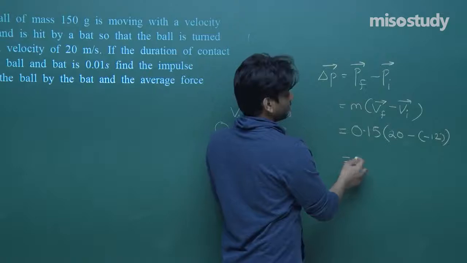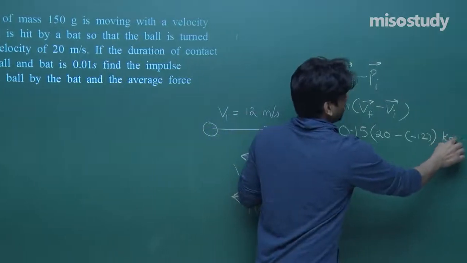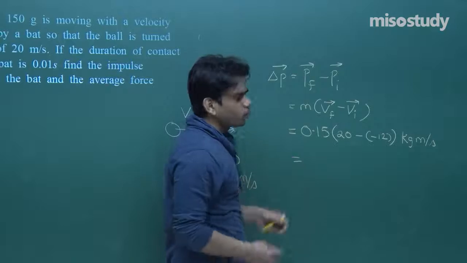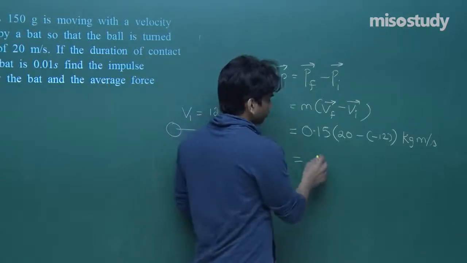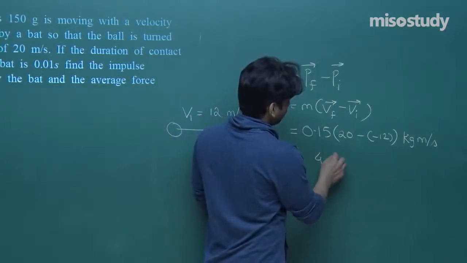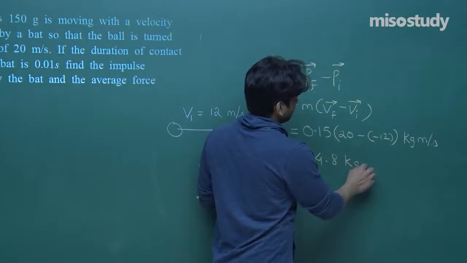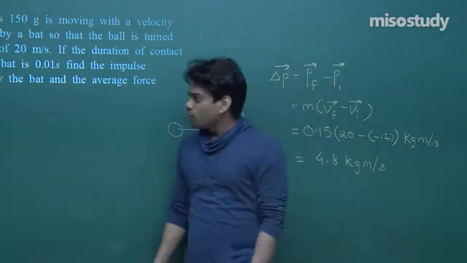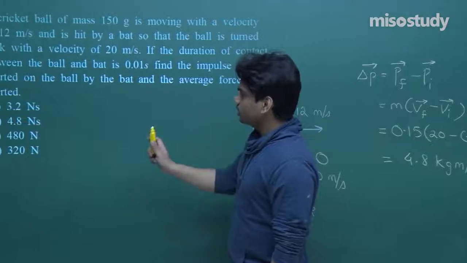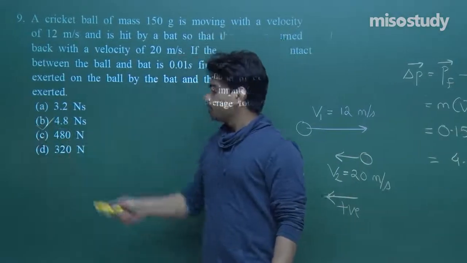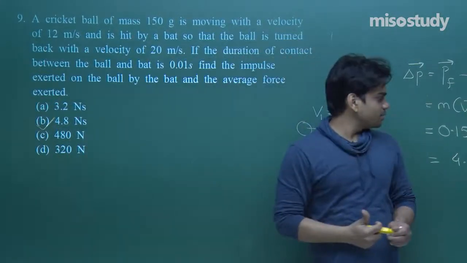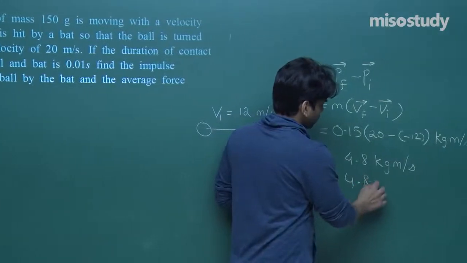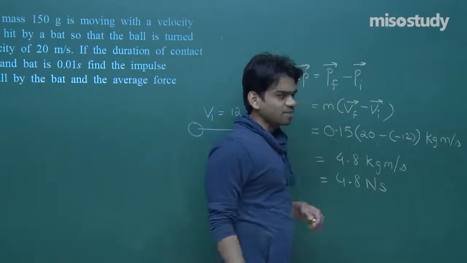So we will be having this with proper units, kg meter per second. That is 32 into 0.15. That will give you 4.8 kg meter per second. Just check the calculation. So first of all, the impulse will be 4.8 kg meter per second, or it's Newton second. So 4.8 Newton second can also be taken as the answer.